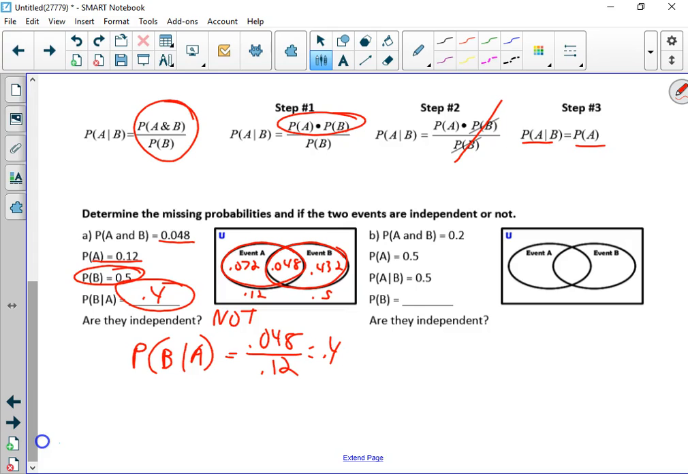Also, if we take 0.12 times 0.5, we get 0.06, which does not match the middle. So there's our second way of proving that they're not independent. So two different ways of doing that.